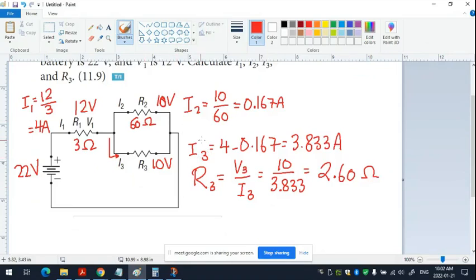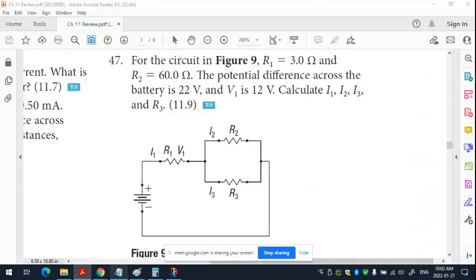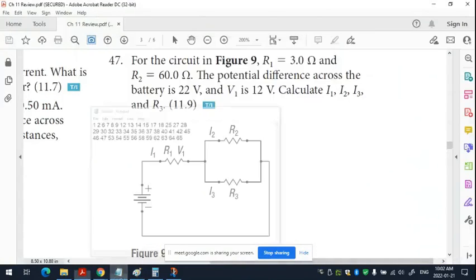This one is stealing only 0.167 amps. This one is stealing 3.83 amps. It has to be right because the water hose cannot leak or gain from outside. All right, next.